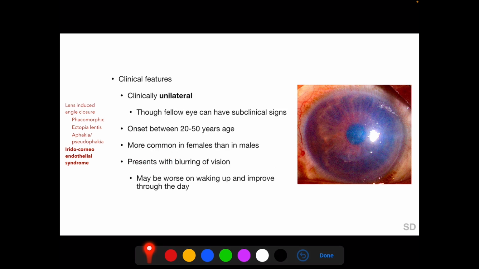entities to the other. ICE syndrome is clinically unilateral, and this is very important to remember. And this characteristic actually enables us to consider the diagnosis of ICE syndrome in the first place. But though the disease is clinically unilateral, the fellow eye does show subclinical signs of the disease. Onset of ICE syndrome is between 20 to 50 years of age and is more common in females than in males. A patient with ICE syndrome presents with blurring of vision, which may be worse on waking up in the morning, and the vision then improves throughout the day, which is typical of endothelial decompensation.